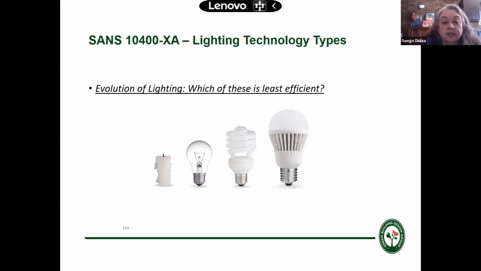So the question is, which of these lights are least efficient? And I like to always make the comment here: what did South Africa have before candles? We had electricity. So, little joke. But the most efficient light bulbs are obviously the CFLs and the LEDs. The incandescent light bulb is inefficient. The candle's efficient, but it doesn't have the right light level. So you can't use a candle because it doesn't have the legal light level that you need.